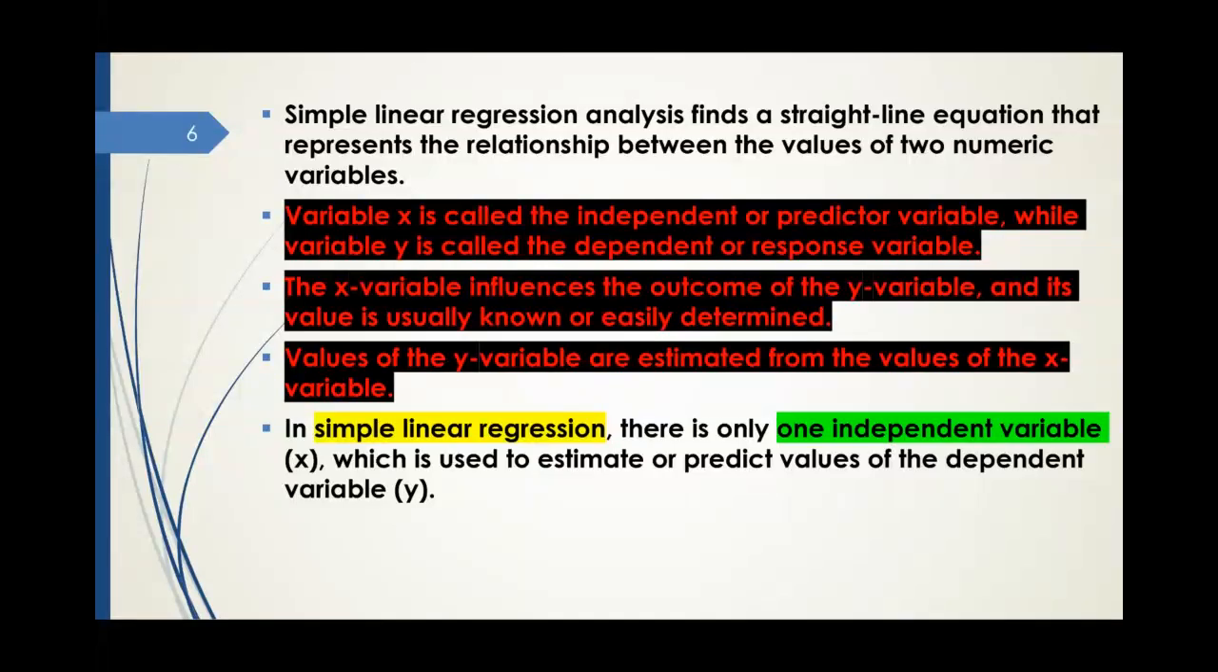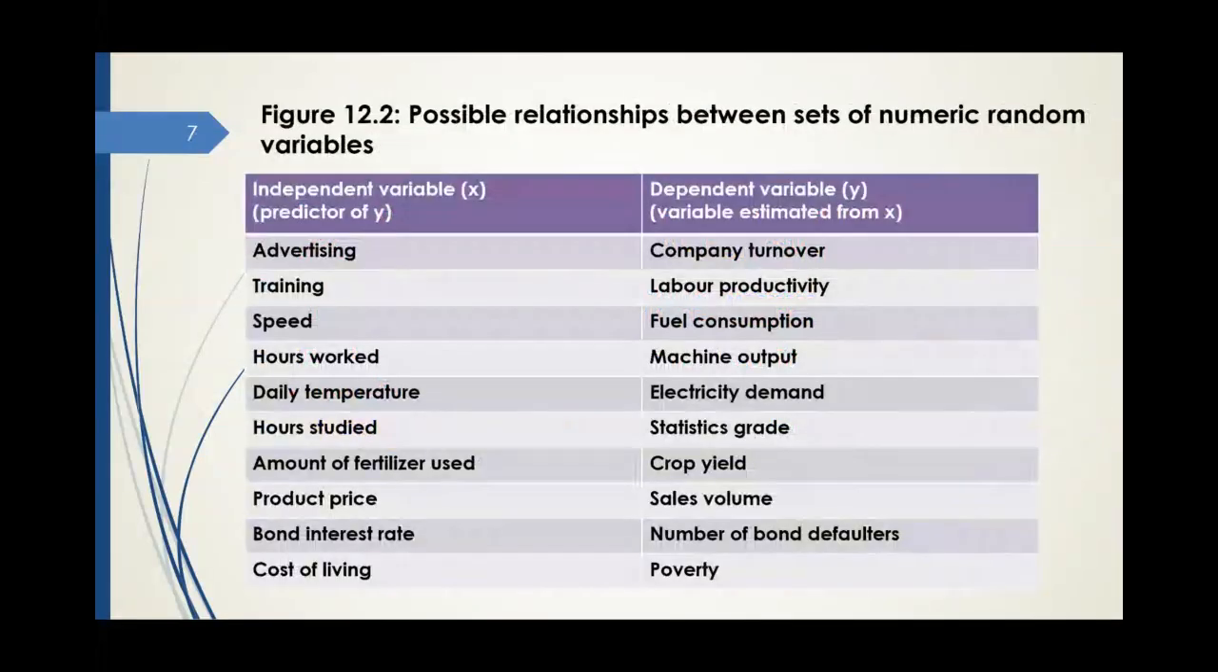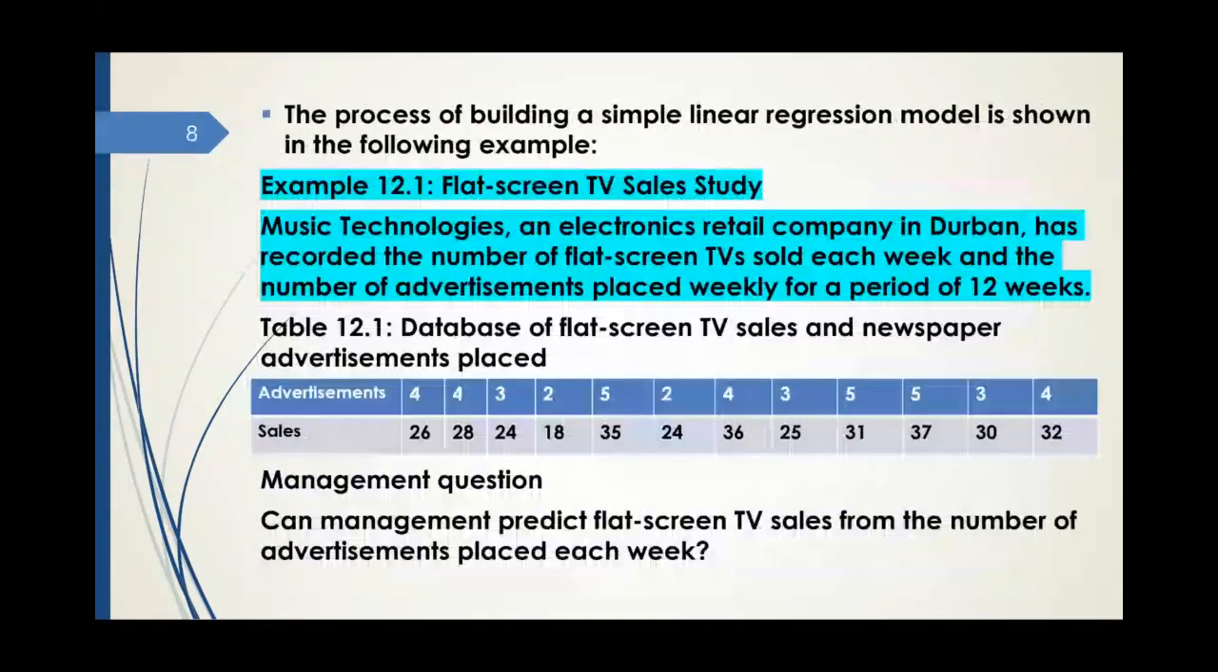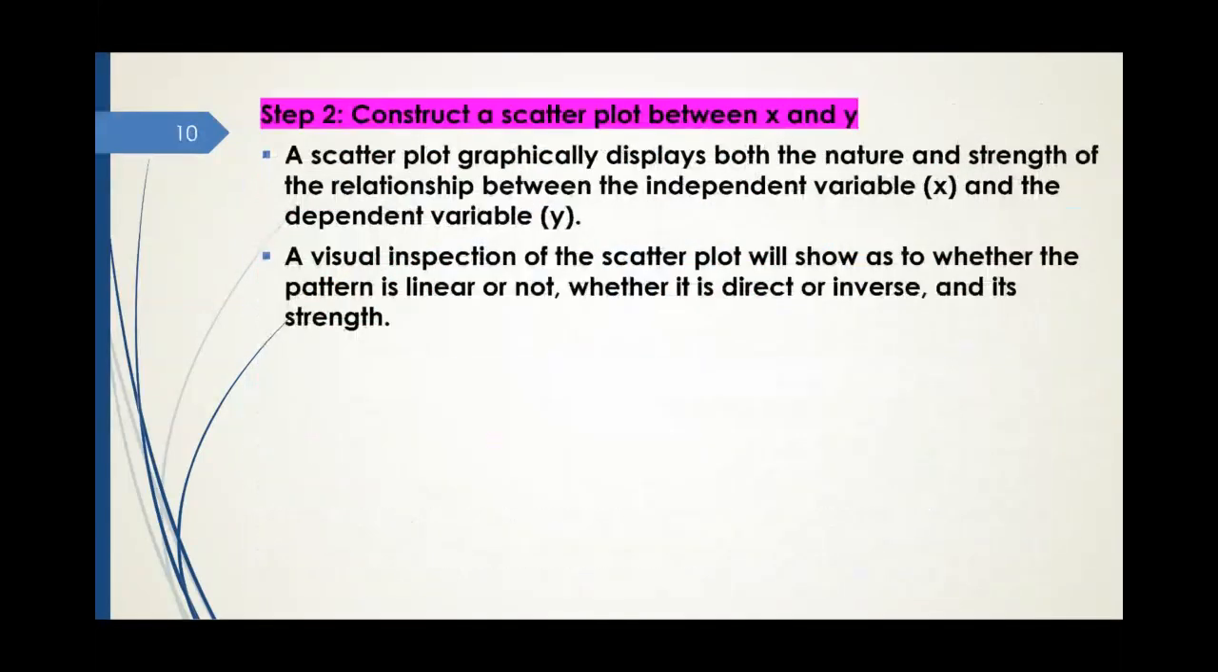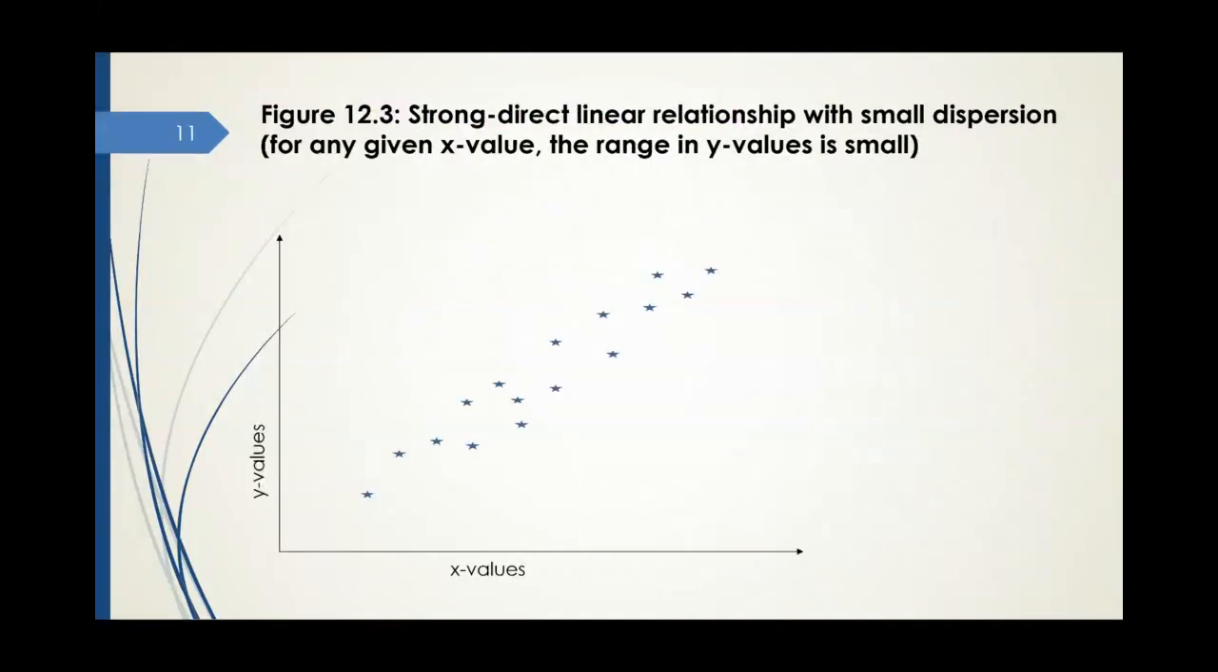So here they're just saying a simple linear regression has only one independent variable. Okay, so we're only looking at simple linear regression. However, there is actual multiple regression analysis, and there you will have more than one independent variable, okay? But here we're only focusing on just one. So don't worry about that.